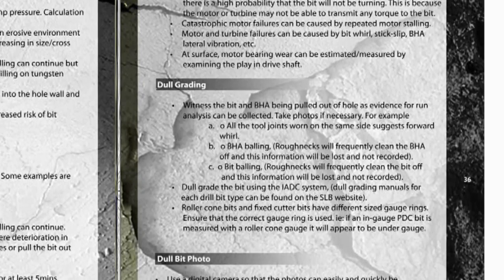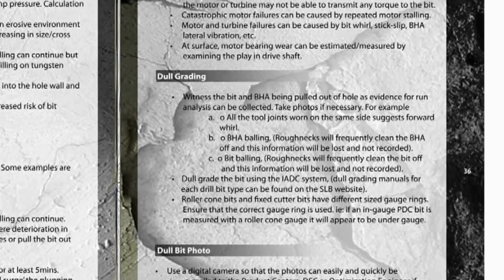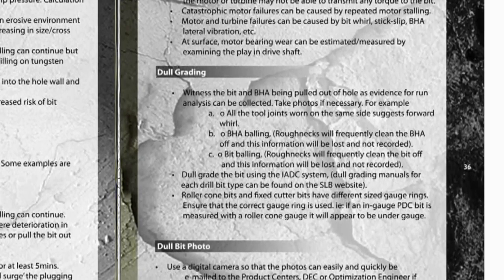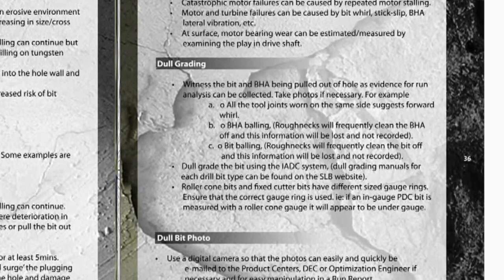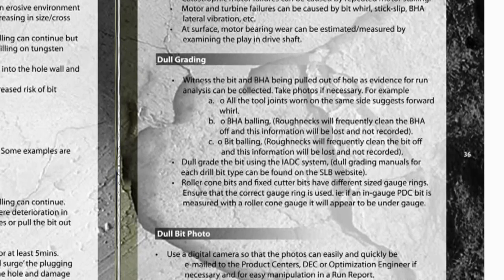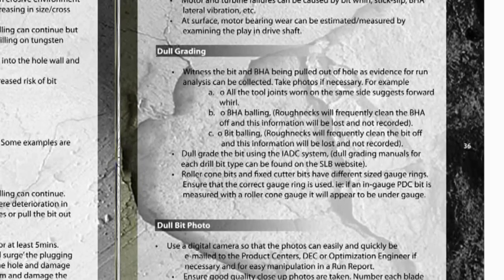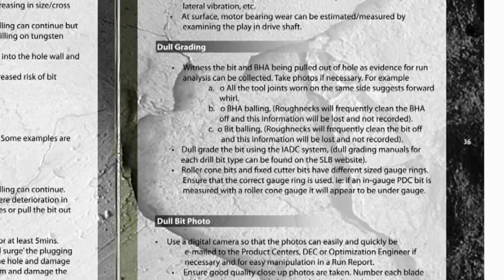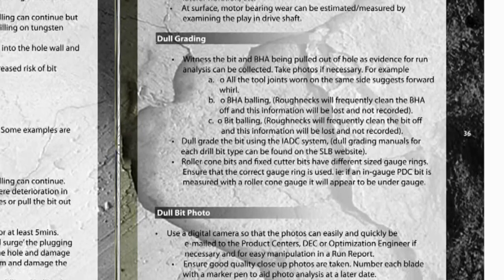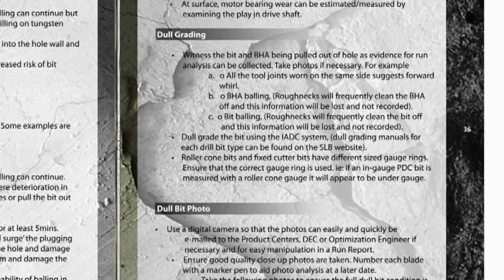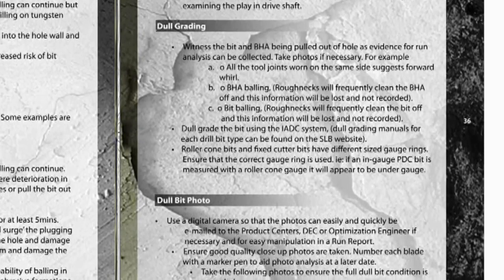Dull grading. Witness the bit and BHA being pulled out of hole as evidence for run analysis can be collected. Take photos if necessary. For example, all the tool joints worn on the same side suggests forward whirl. BHA balling. Roughnecks will frequently clean the BHA off, and this information will be lost and not recorded. Bit balling. Roughnecks will frequently clean the bit off, and this information will be lost and not recorded. Dull grade the bit using the IADC system.